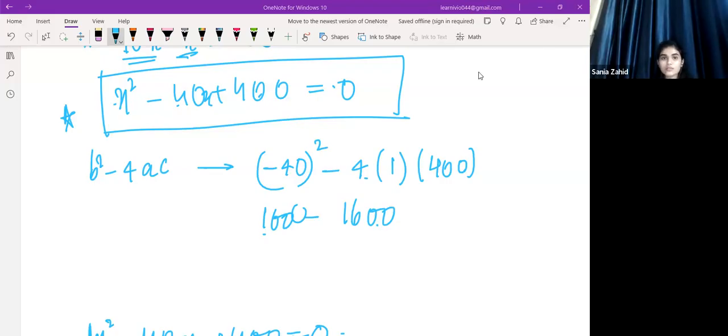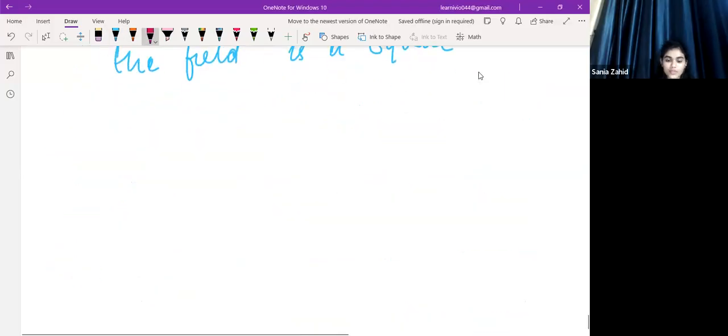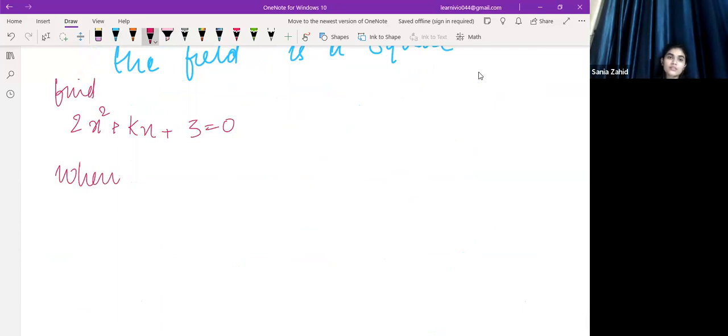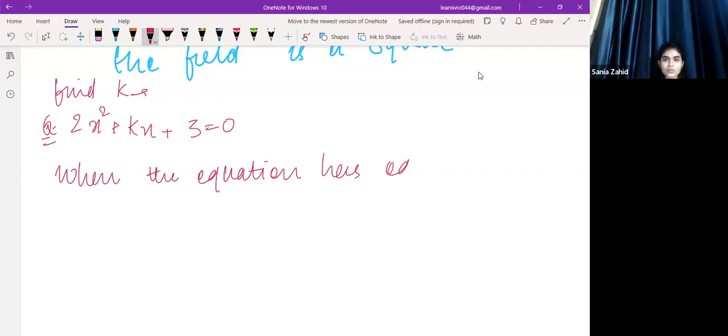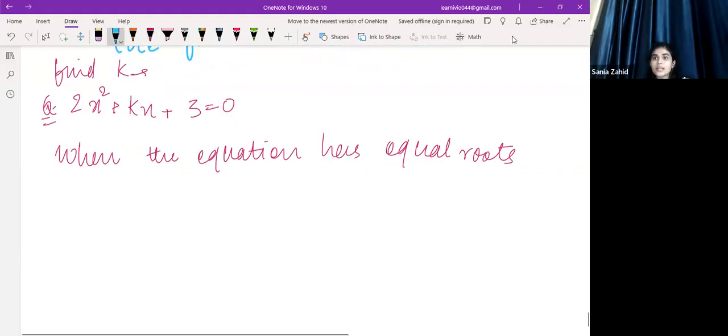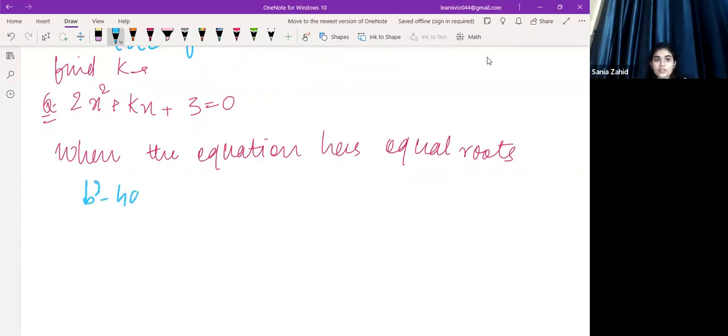Yes, Abdul, have you done? Okay, so let's move ahead. So we have one more question. How will you find the value of k when 2x square plus kx plus 3 is equal to 0 has equal roots? So what you will do over here, Abdul, whenever the equation has equal roots, that means b square minus 4ac should be 0.